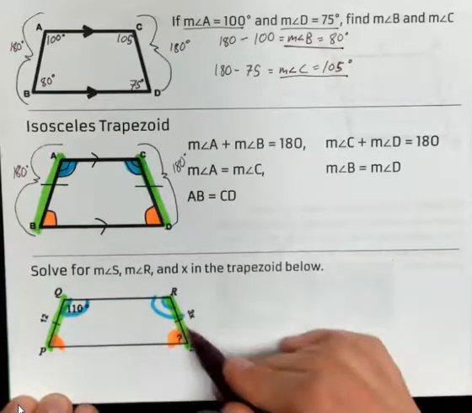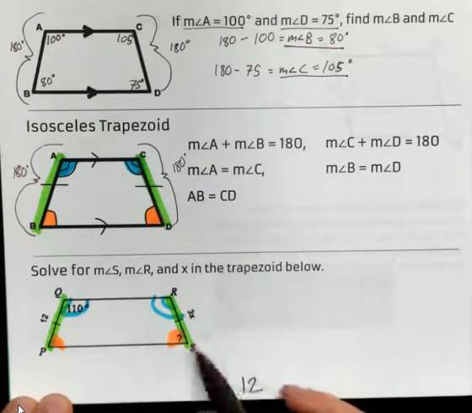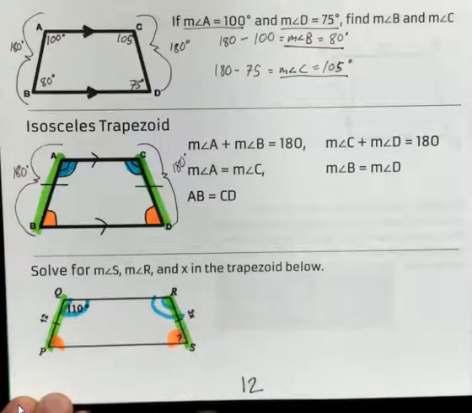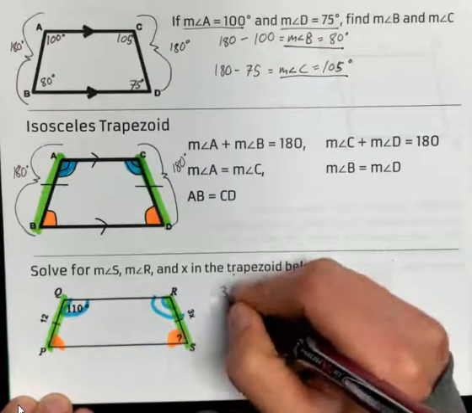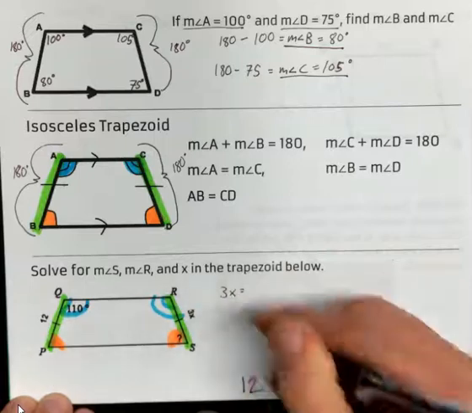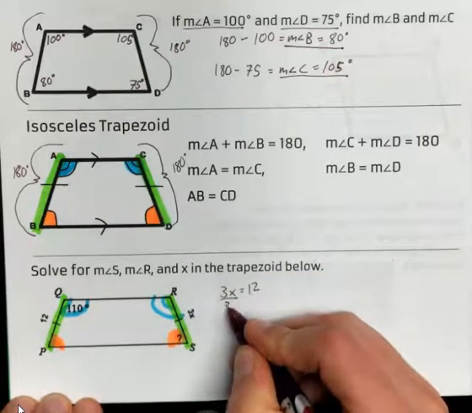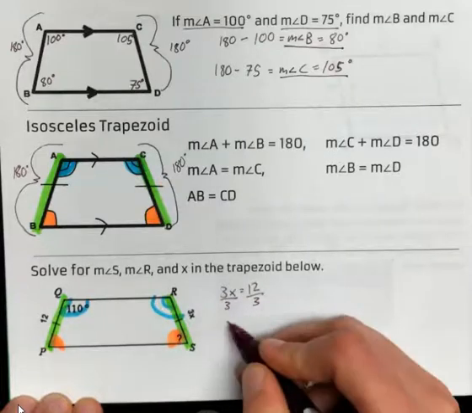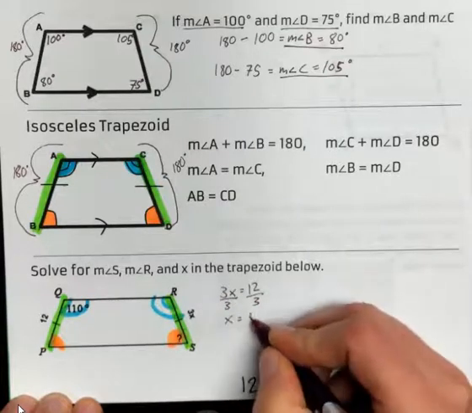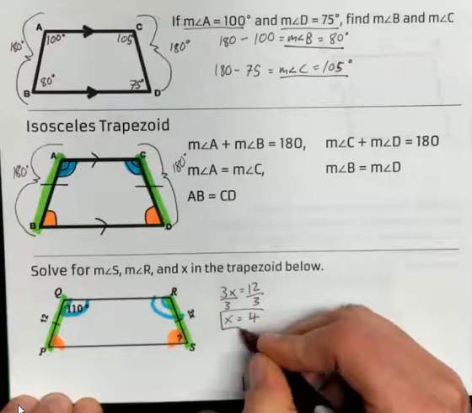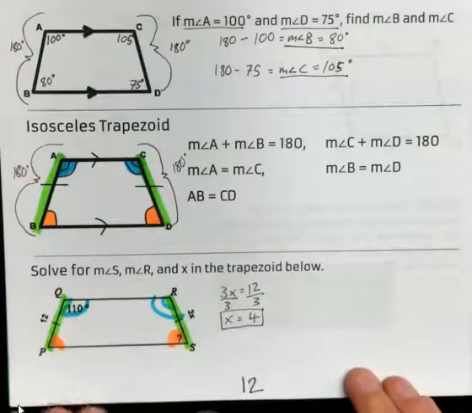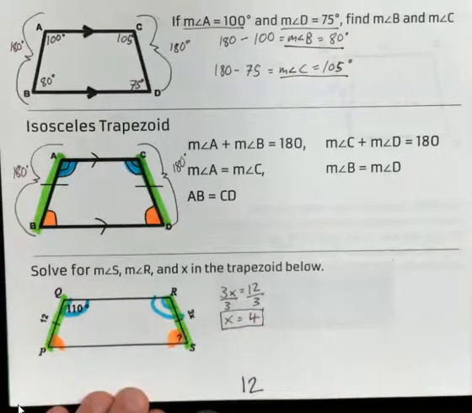So I'll start with X. I just have my two green sides equal to each other. So 3x is equal to 12. Divide both sides by 3. X is equal to 4. First thing out of the way. All right, moving on.